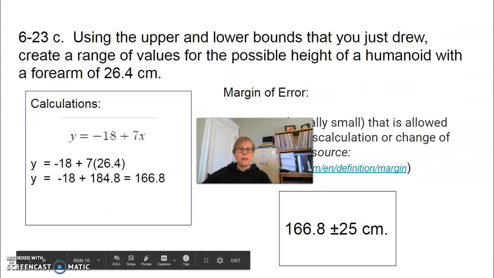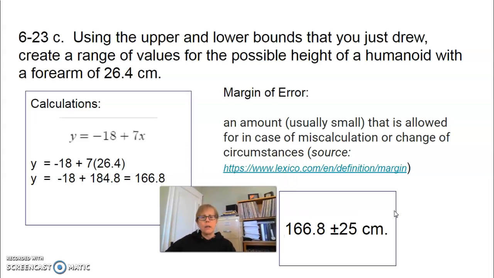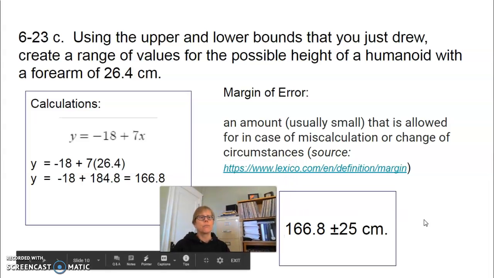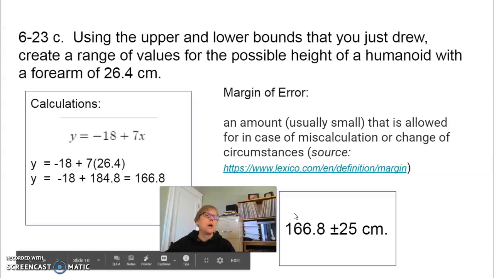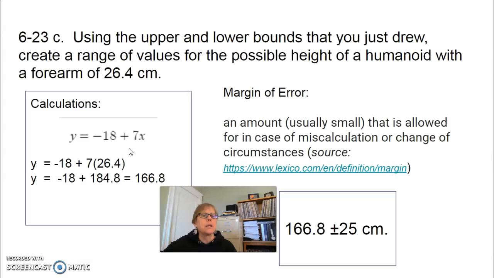Then it says to use the upper and lower bounds that you just drew. Create a range of values for the possible height of a humanoid with a forearm of 26.4 centimeters. So what I did was I plugged in the 26.4. Basically I just put that where my x is, and then you can see my calculations here. Using my equation, I figured that the humanoid must be 166.8 centimeters.